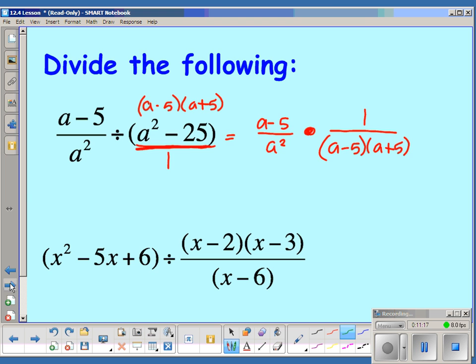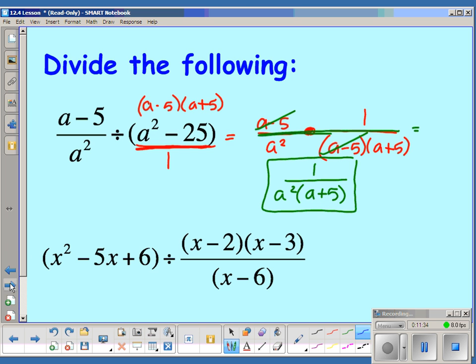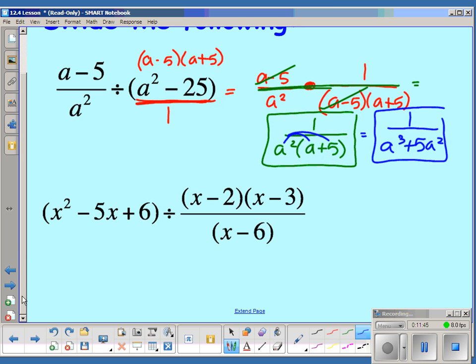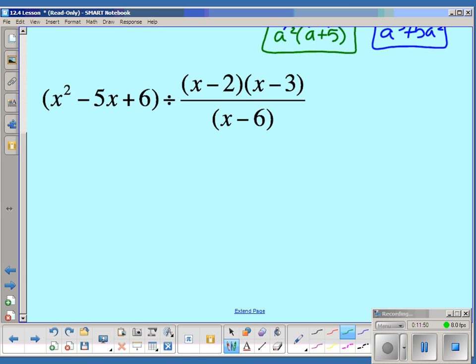And now you can see that helped because I have an a minus 5 on top, a minus 5 on the bottom. And all I'm left with then is 1 on top, and a squared times a plus 5 on the bottom. That's an acceptable answer. If you want to go one step further, you can distribute in the a squared and get 1 over a to the third plus 5a squared. All right, pause the video, factor this next one, and see what cancels. Don't forget to make it into a multiplication problem.